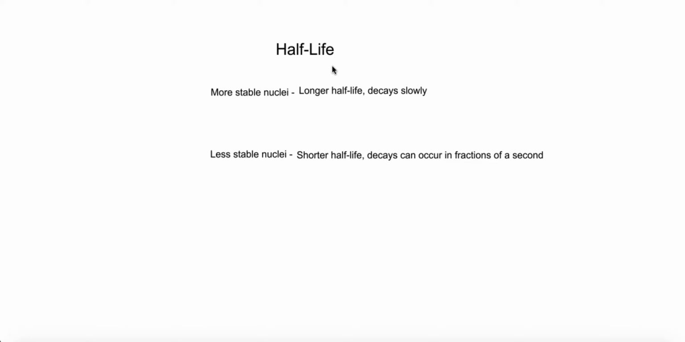So half-life is very subjective. It depends on the atom and the isotope itself. They can range from fractions of a second to thousands and thousands of years long. It really depends on what it is that we are measuring the half-life of.